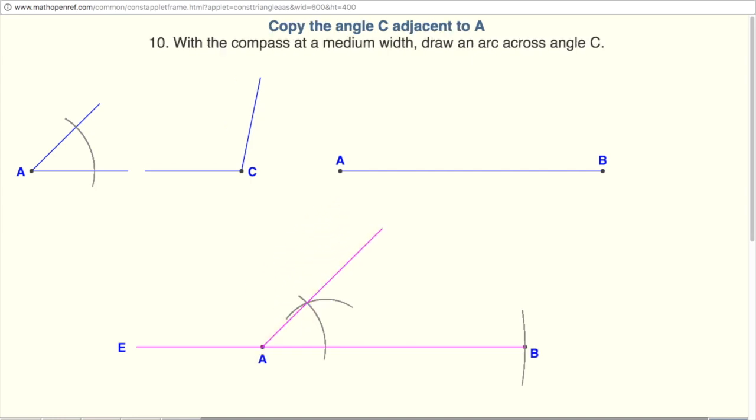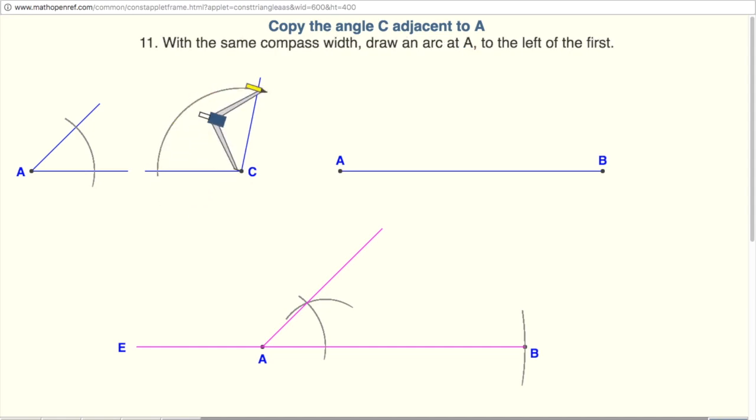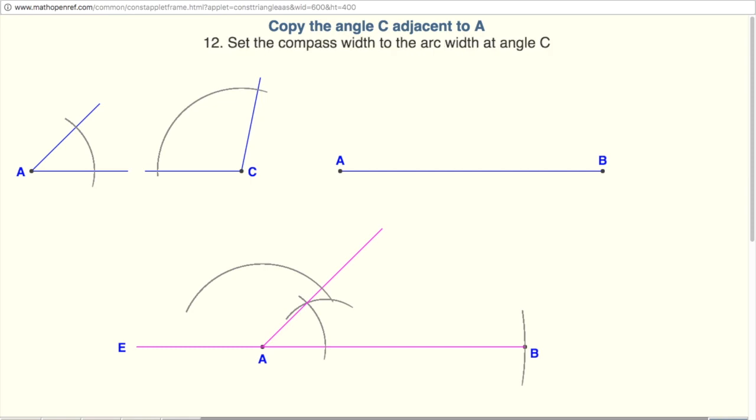And then with the compass at medium width, draw an arc across angle C. Now we're copying angle C. With the same compass width, draw an arc at A to the left of the first. Now set the compass width to the arc width at angle C. Draw an arc in a similar position at A across the new arc. Now from A, draw a line through where the arcs intersect.